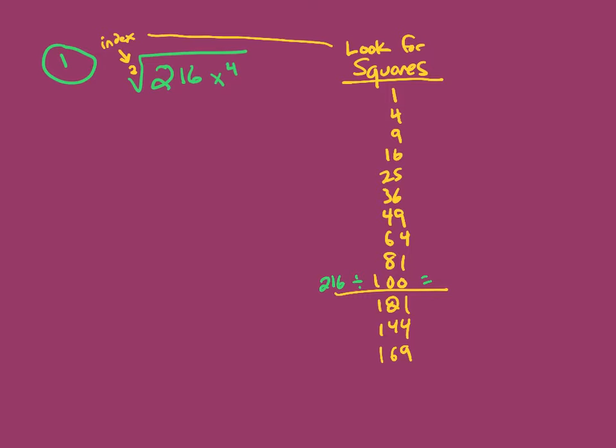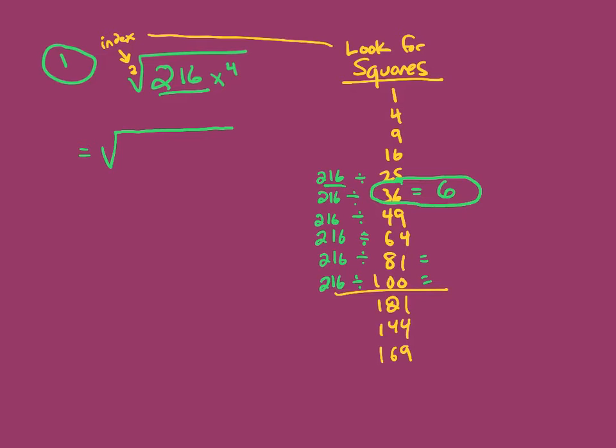Doesn't in that case. 216 divided by 81, 216 divided by 64, 216 divided by 49, 216 divided by 36, 216 divided by 25. Once you get to 36 though, you'll get a nice whole number like 6. So what we'll do is we'll rewrite this as the square root of, instead of 216, we're going to write it as 36 times 6.